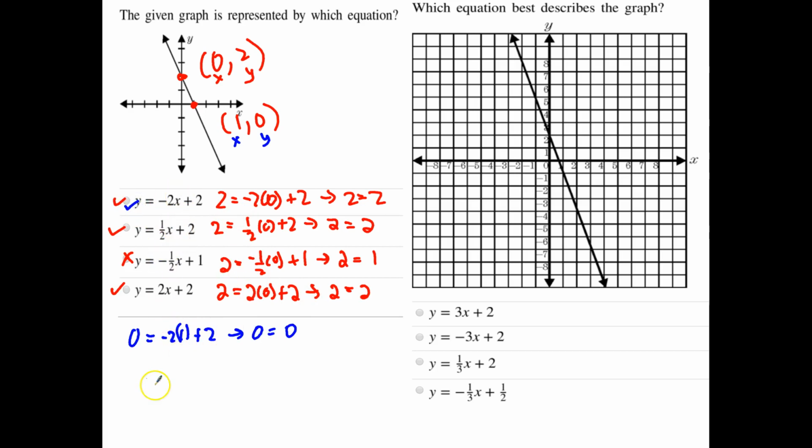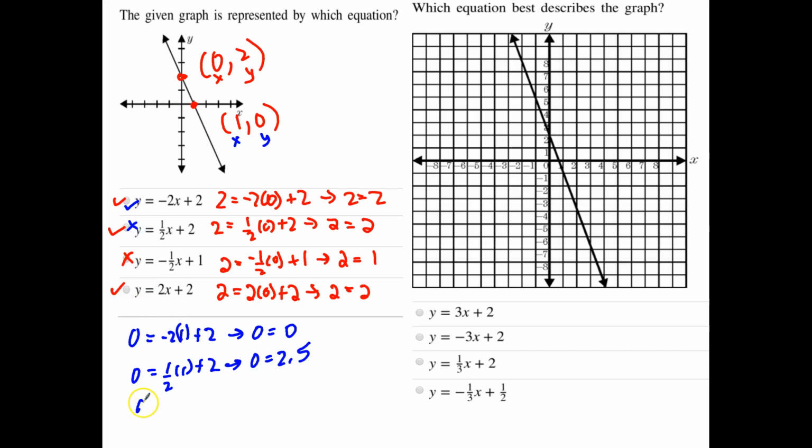Let's see if it works here. When I put in 0 is equal to 1/2 of 1 plus 2. Half of 1 is 1/2. So I get, let me put it like this, like I've been doing, 0 is equal to 2.5. Nope, that's a lie. You don't work. We know you don't work.